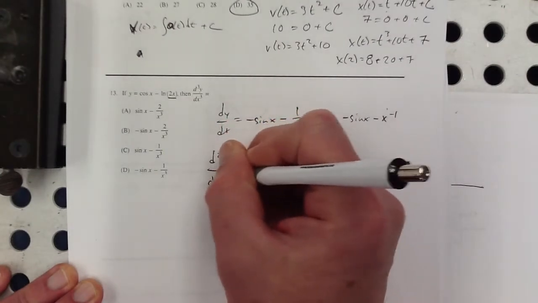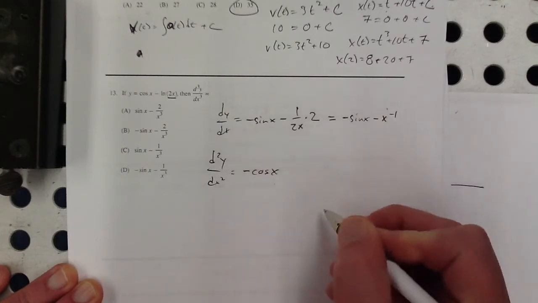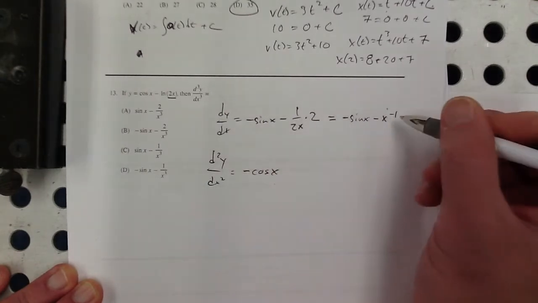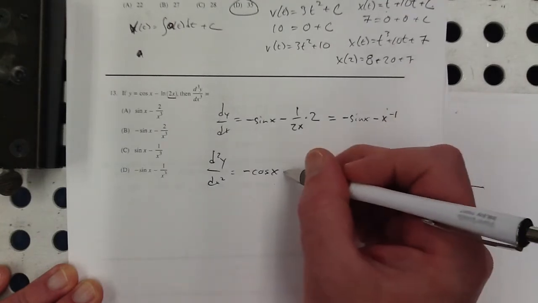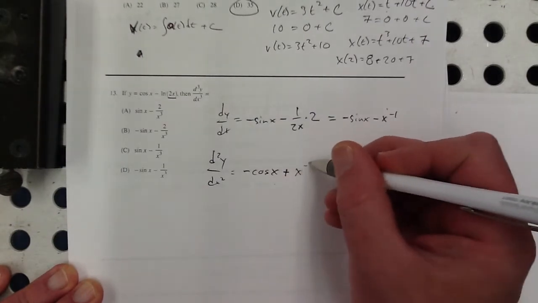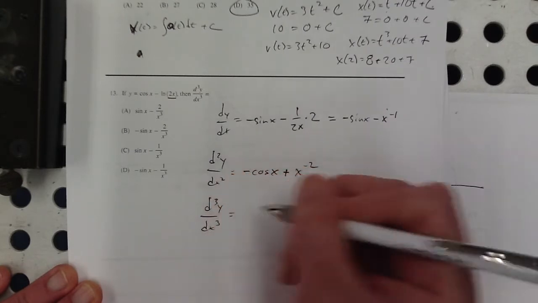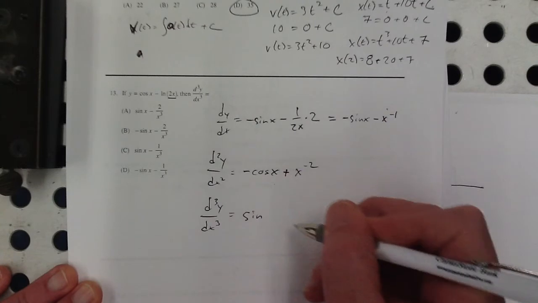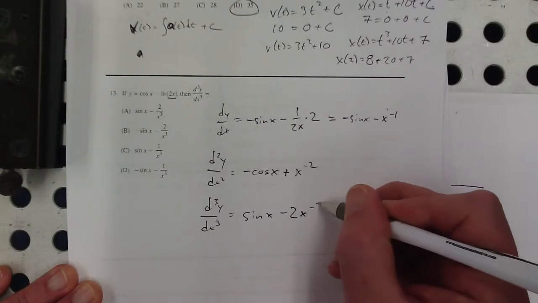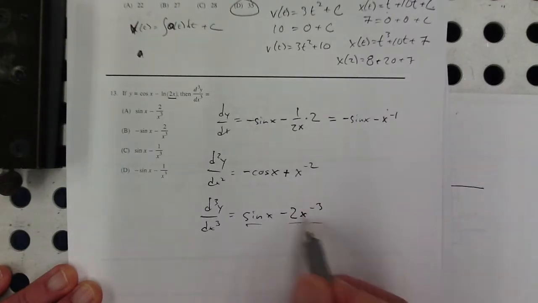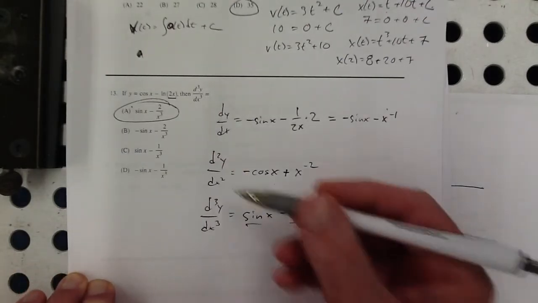So the second derivative is the derivative of minus sine, which is minus cosine. The derivative of minus x to the minus 1: kick the exponent out to the front, and then subtract 1 from the exponent. And then the third derivative of minus cosine is positive sine, and again kick the exponent out to the front and drop the exponent. So it looks like sine x minus 2x to the negative 3, same as that.